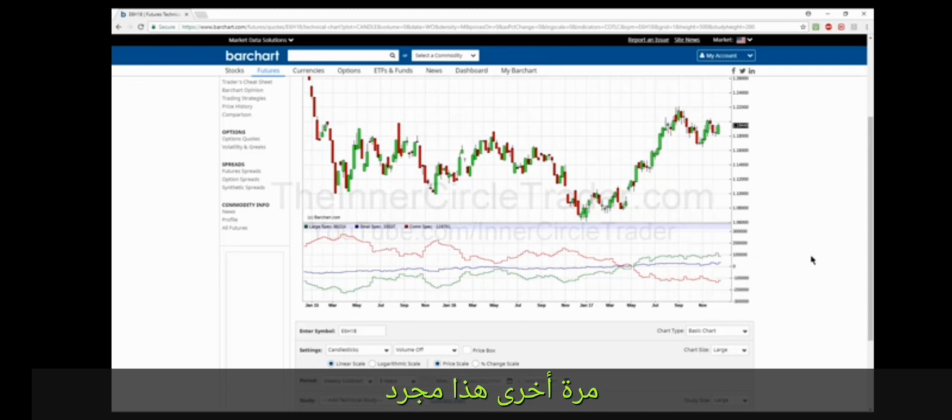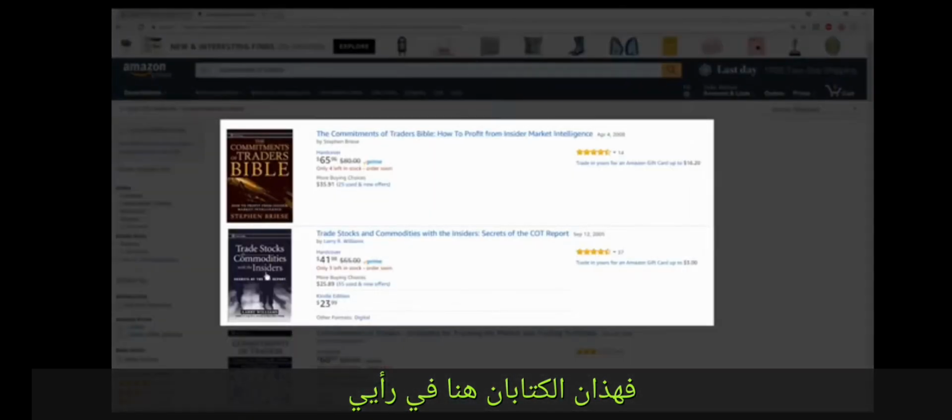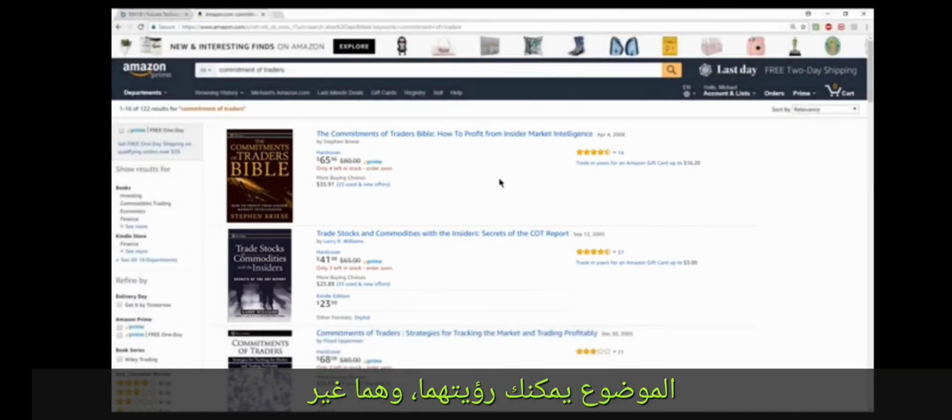So again, this is just an introductory lesson to get you acclimated to the Commitment of Traders Report. If you want to learn more about this subject matter, these two books here are, in my opinion, the two best individual books on the topic. You can see they're rather inexpensive. And there's also a book by Larry Williams, How I Made $1 Million Trading Commodities Last Year, where he basically introduced it to the trading community, and it took off like wildfire.